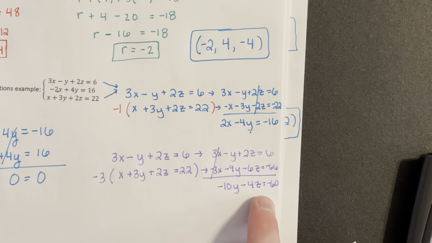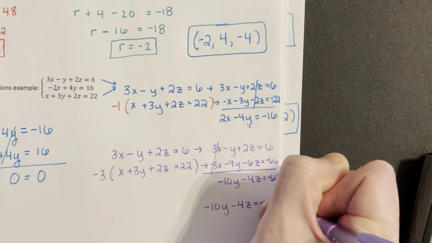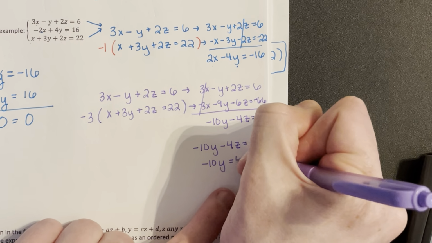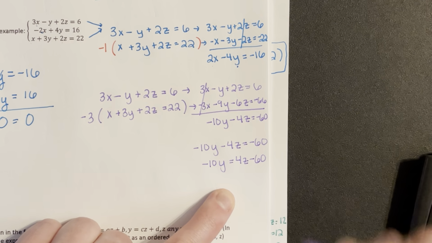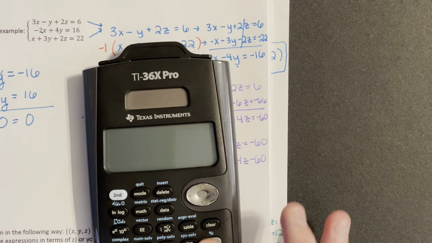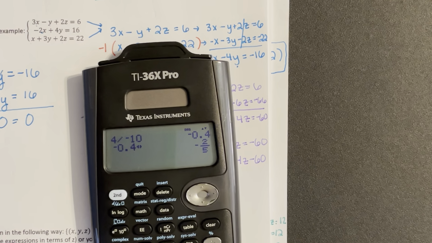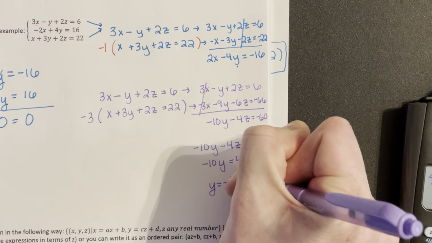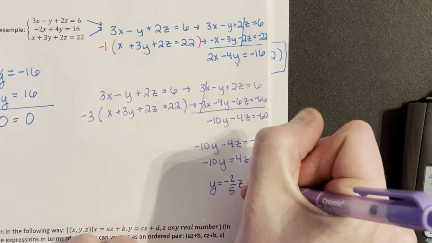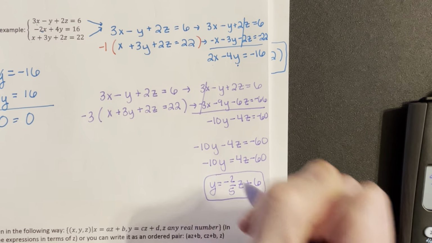So I want to take this and solve for y. So negative 10y minus 4z equals negative 60. I'm just rewriting it to give me some more room. Negative 10y equals, add your 4z over, and then divide by negative 10. So 4 divided by negative 10, if you want to do that in the calculator, you can. But turn that back into a fraction, so negative 2/5. And then negative 60 divided by negative 10 is positive 6. So y is in terms of z's now.